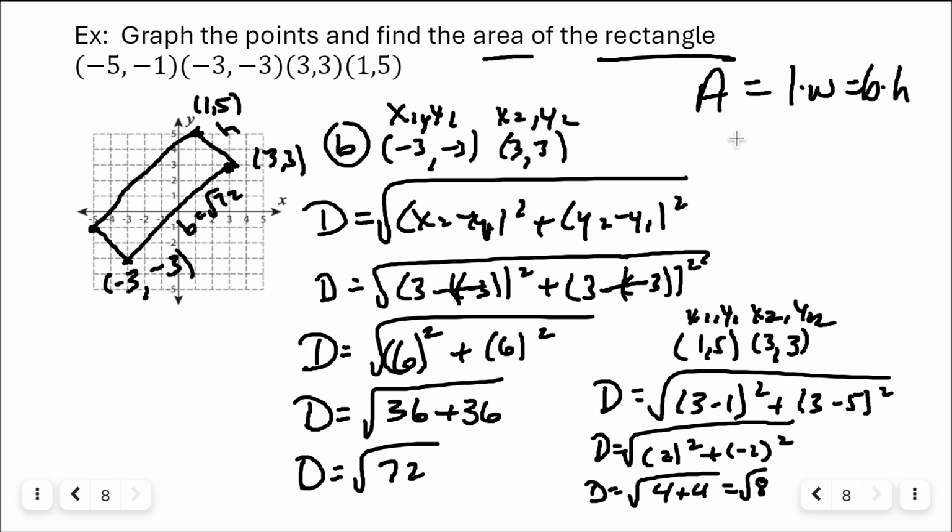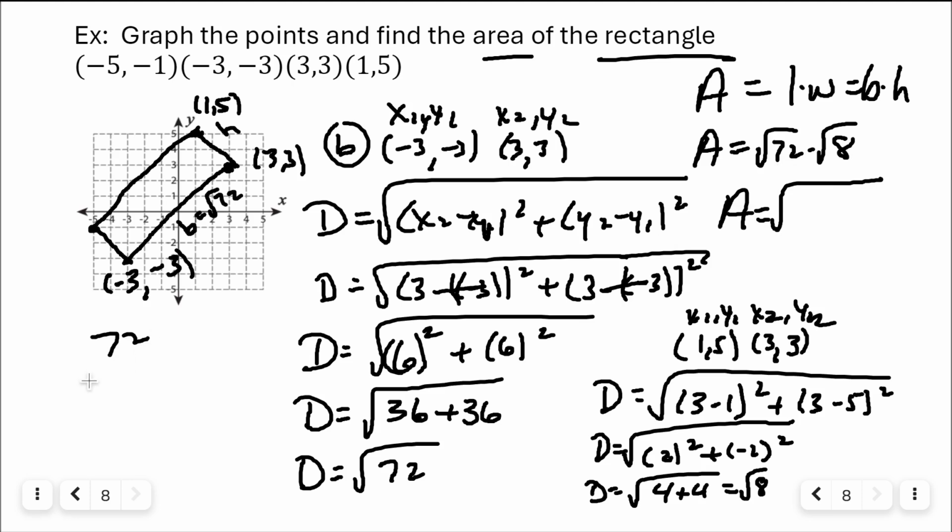So now the area is the square root of 72 times the square root of 8. Now when you multiply square roots, you can multiply the numbers inside the square roots and keep the square root. So we're going to do 72 times 8. 8 times 2 is 16. One more. 8 times 7 is 56. One more, 57. The square root of 576.